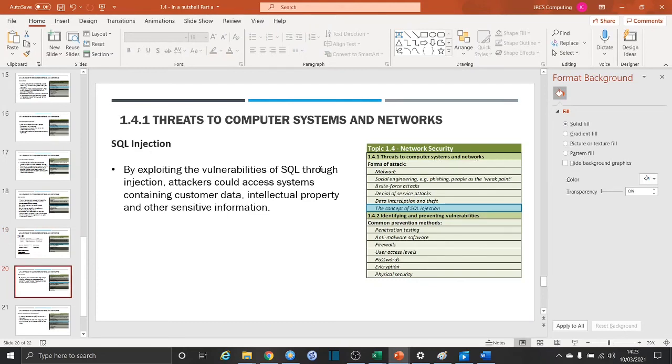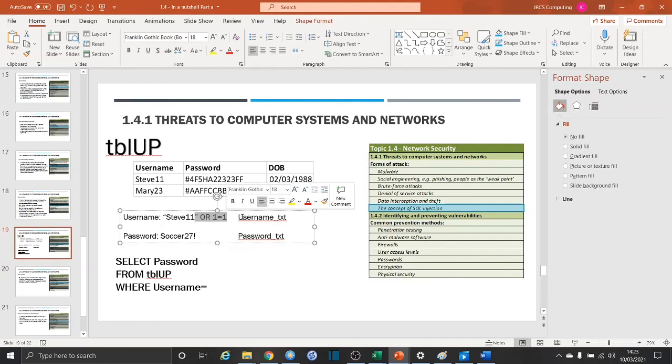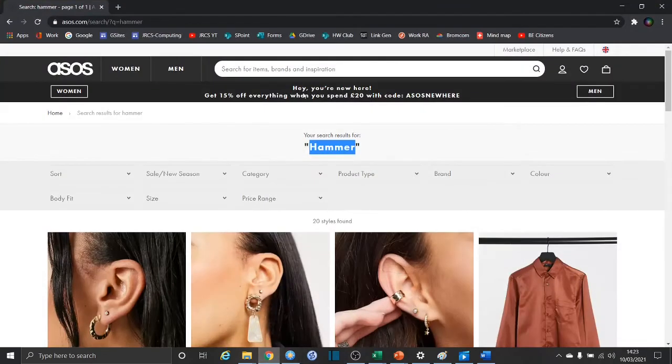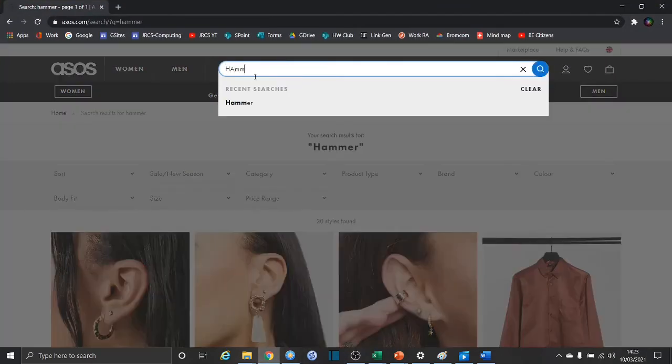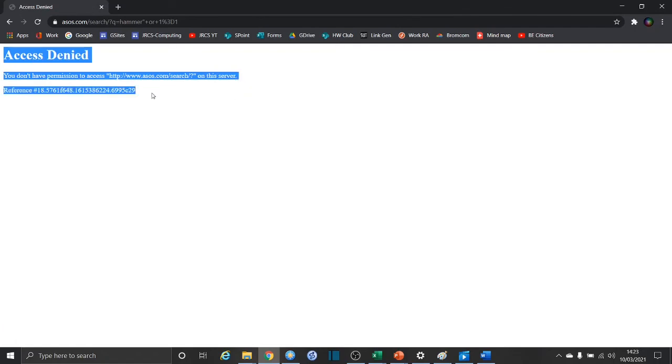You don't need to know too much of it, you just need to know that they execute malicious SQL code on websites by adding code to any text box where they're searching. You could do like hammer, I'm sure they've already fixed it, but I could do hammer, end the quote, or 1 equals 1. And they'll probably have something clever to stop that. Here you go, look at that. You see, it has recognised that I've attempted to do some sort of SQL gibberish and given an access denied.